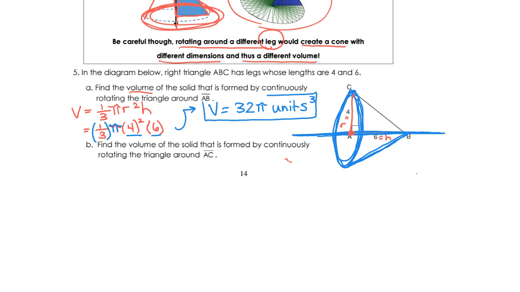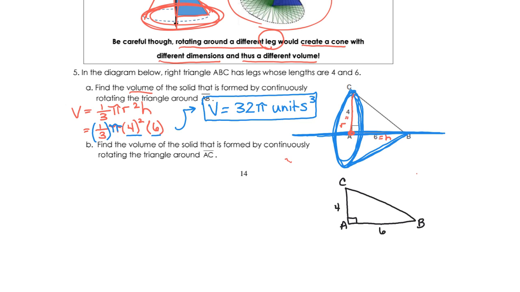And there is the volume of the cone that's created by the right triangle continuously rotating around the side of 6. All right, so now in part B, let's see what happens. What I'm going to do first is redraw my triangle so that we can redraw our picture. This was 6 and this was 4. This is C, this is A, and this is B.